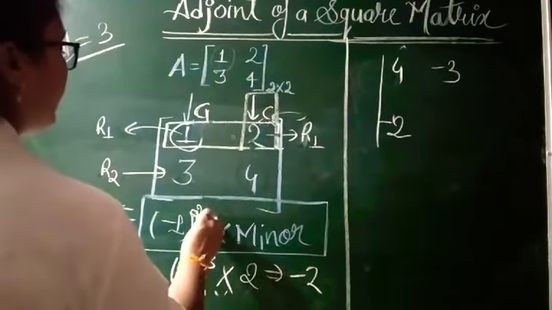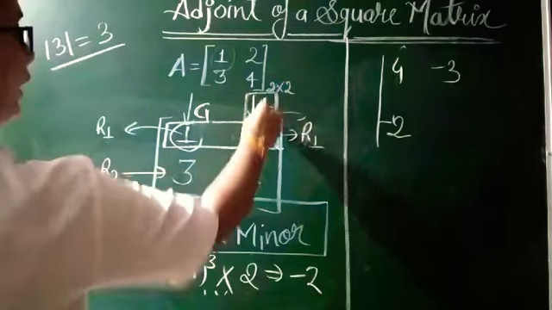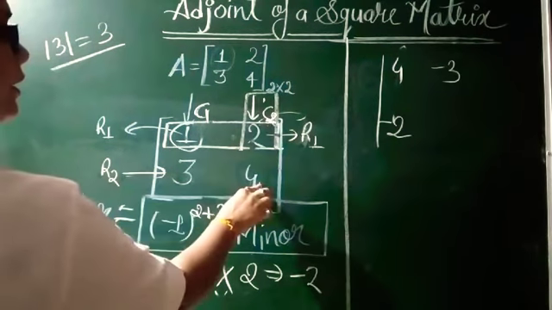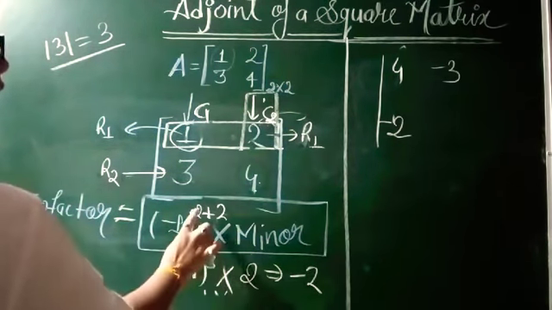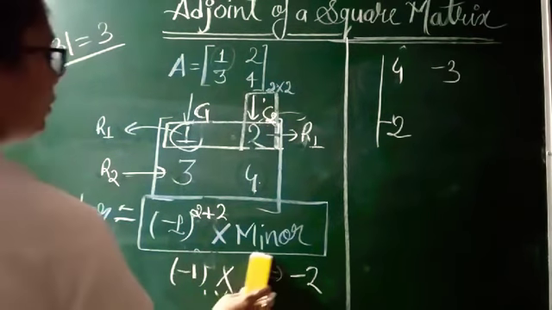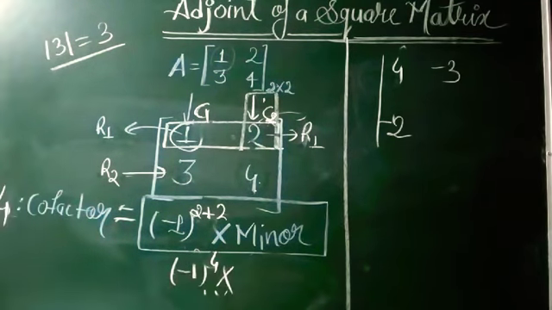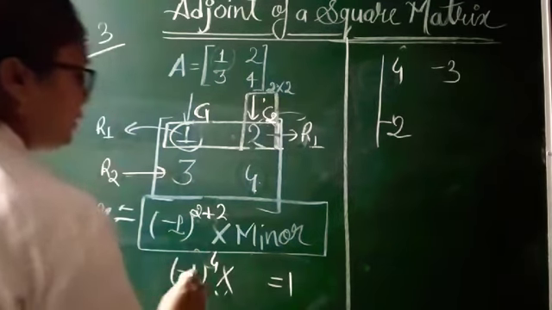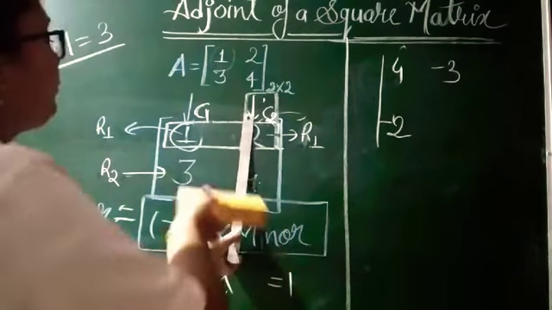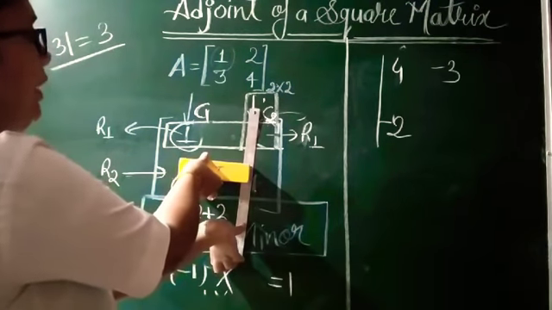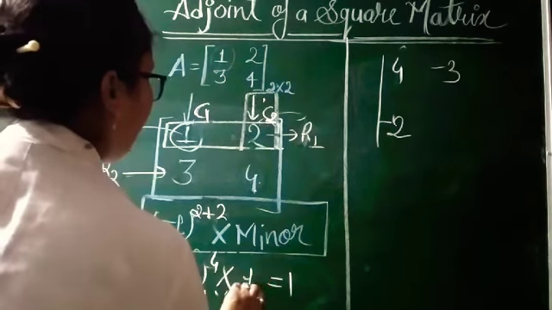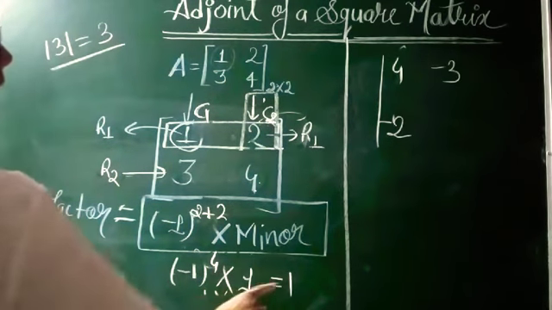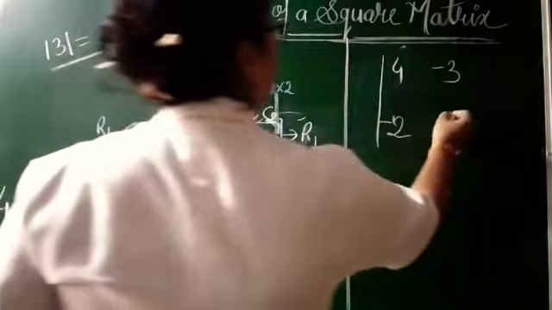It is our second row and second column. Second row and second column. So here we write 2 plus 2. That means 2 2s are 4. And we know negative 1 raised to 4 is positive 1. And here we exclude row and column and remains only 1. So we write here 1. That means 1 multiply 1 is equal 1.